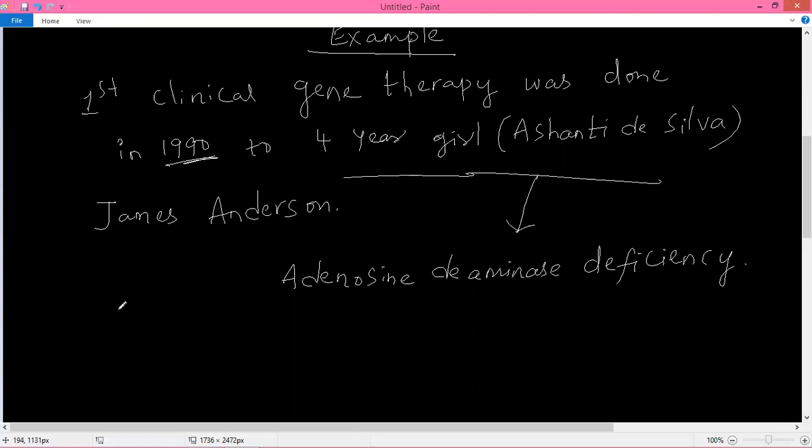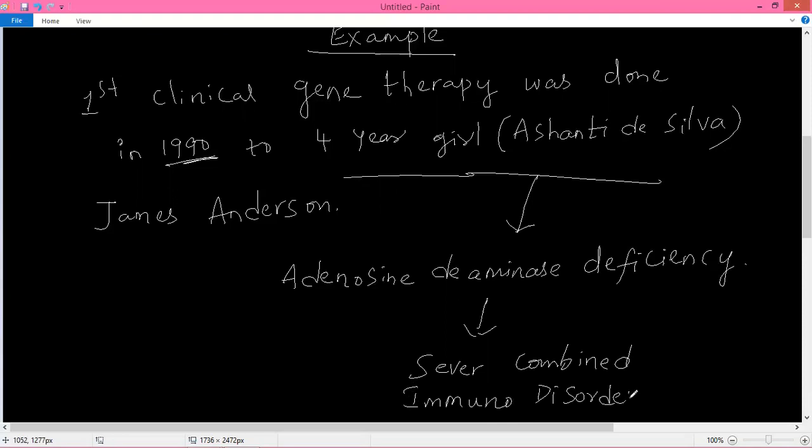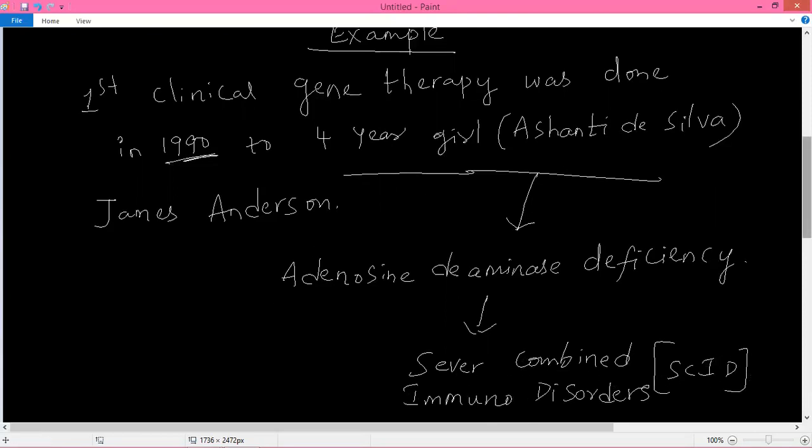Due to the deficiency of this particular enzyme, it may lead to severe combined immunodeficiency disorder. We commonly call it SCID, severe combined immunodeficiency.